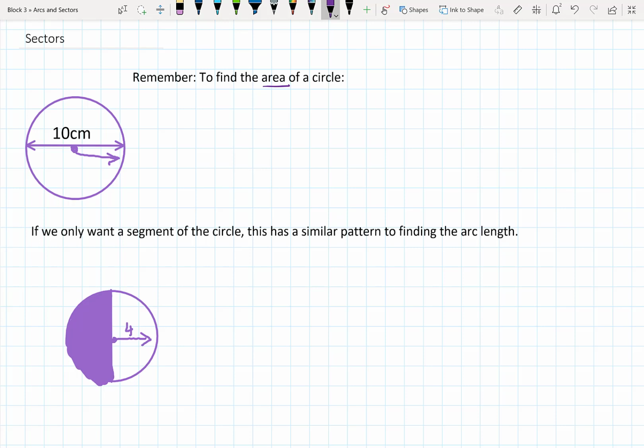So we're going to start this just like you would do any other question, and I'm going to write down the formula that I need to use. So the area of a circle is equal to pi r squared. Okay, so you're expected to know that bit.